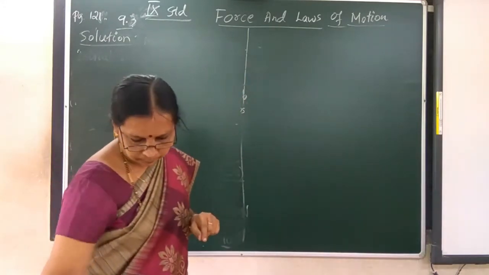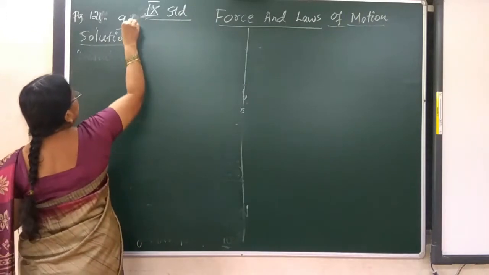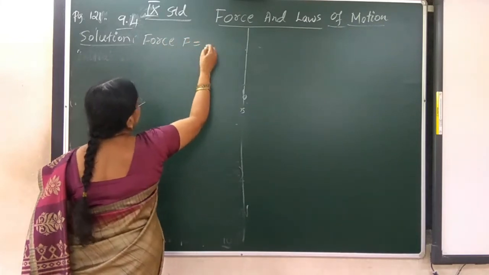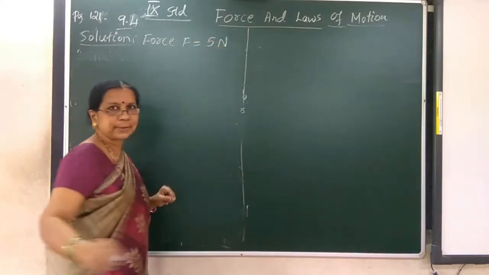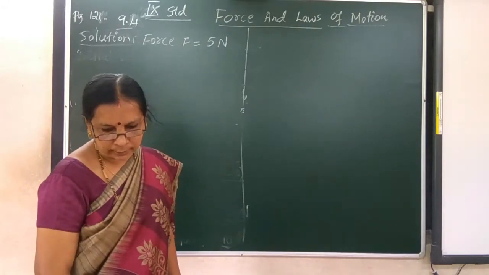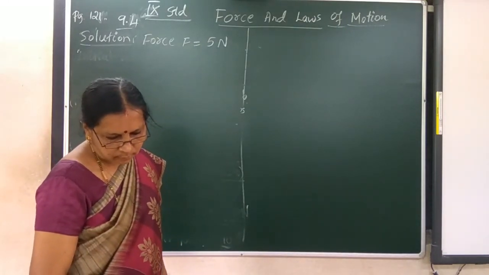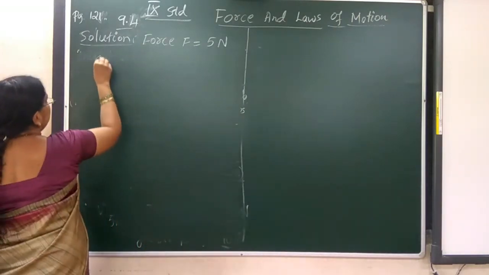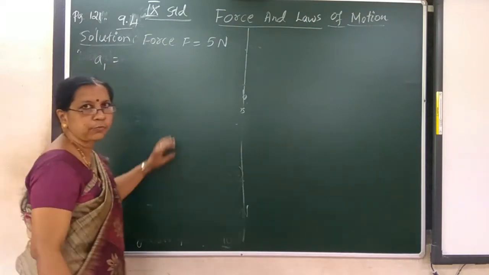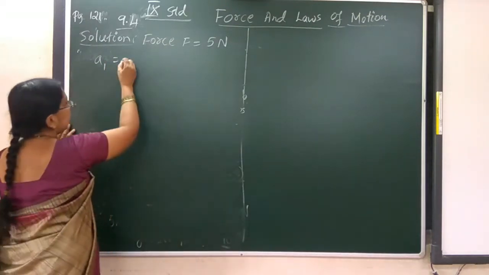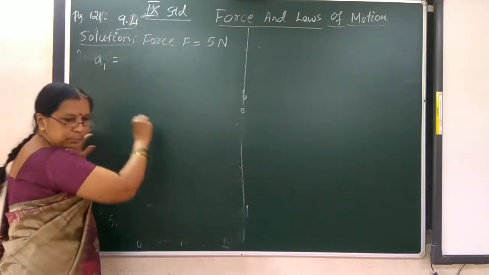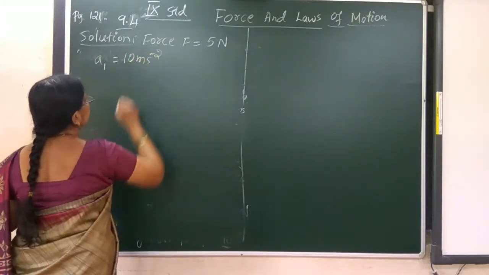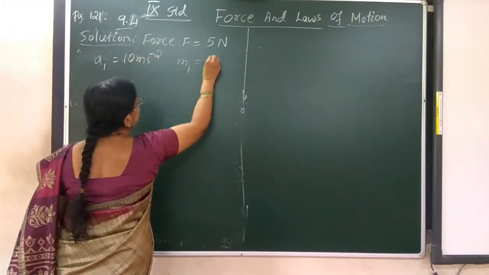Right, what is given? Force F is given, that is 5 Newton. And what else is given? A1, the acceleration of the first object, is given. It is 10 meter per second square. Now m1 must be found out.